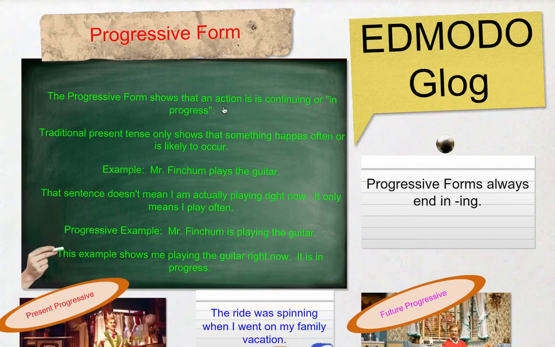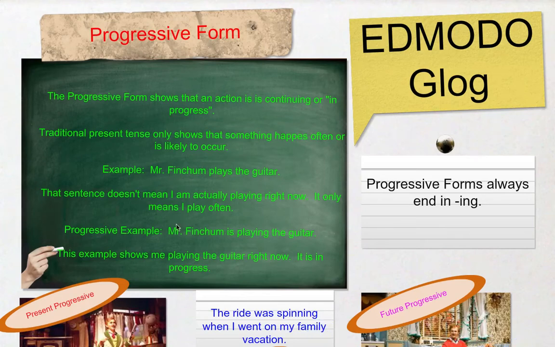The progressive form shows that an action is continuing or in progress. That's why it's the progressive form. Now, traditionally, the present tense doesn't say that something is happening at this very instant. It just says that it happens often or is likely to occur. That is supposed to be happens. I apologize for the typo. Example, Mr. Fincham plays the guitar. Well, I do play the guitar. I do it all the time. But that doesn't mean I'm doing it right now. This sentence does not mean that's actually happening right now.